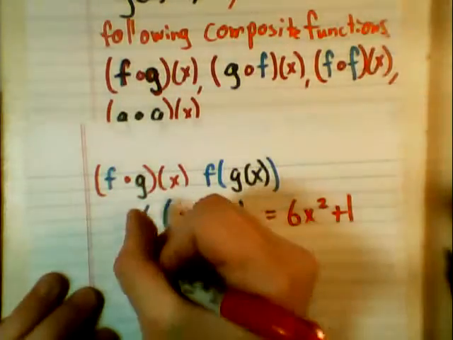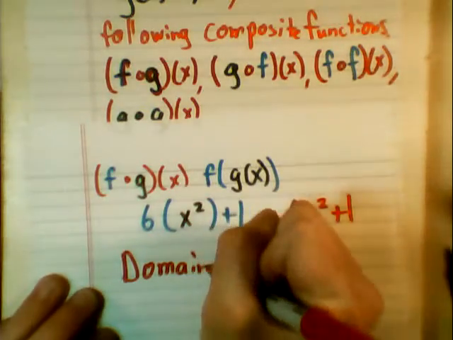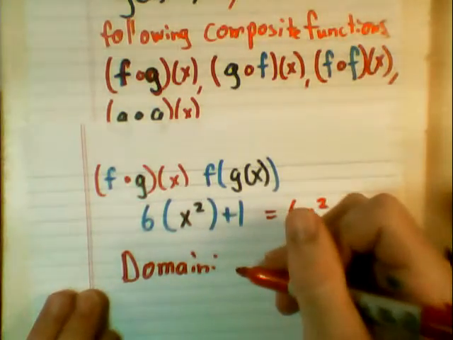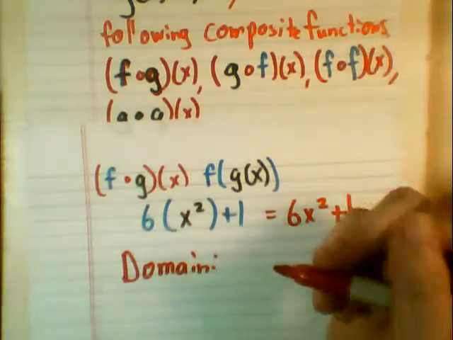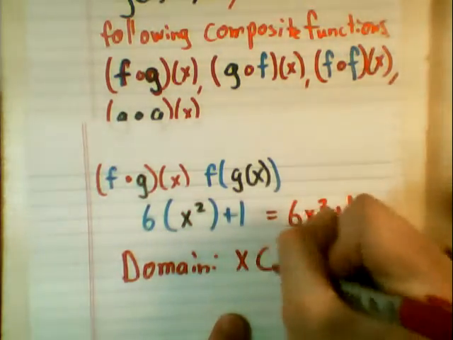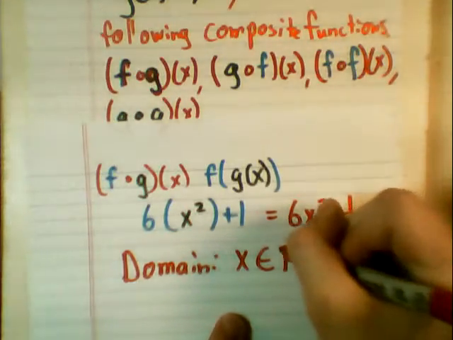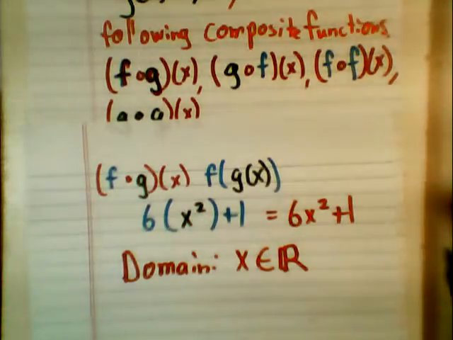Now, since it's not a rational, the domain would be that x is an element of the reals, or the domain is all real numbers, because there's no discontinuities or restrictions.